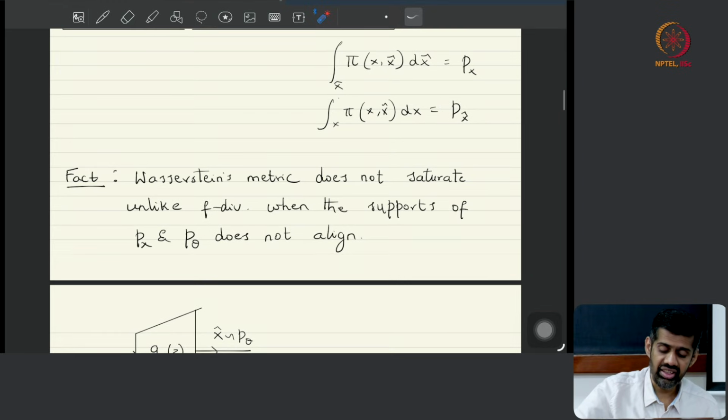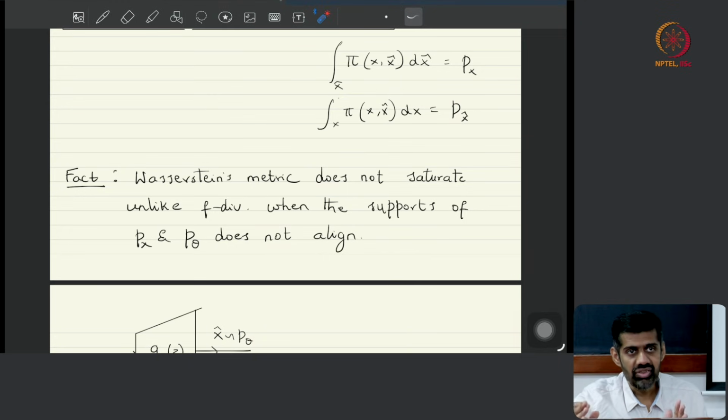Yeah, so here is a fact. Wasserstein's metric does not saturate, unlike F divergence, when the supports of Px and P theta do not align. I talked about the degenerate case where you have Dirac deltas and the distributions are completely supported at two different points, but even in higher dimensions, what can be shown is this. Alignment, okay, just to define what alignment is: even if the supports of these two distributions are not perfectly aligned, the Wasserstein's metric would not saturate.